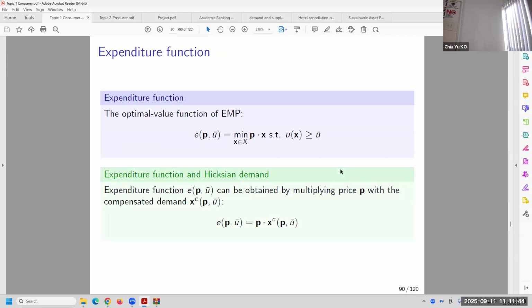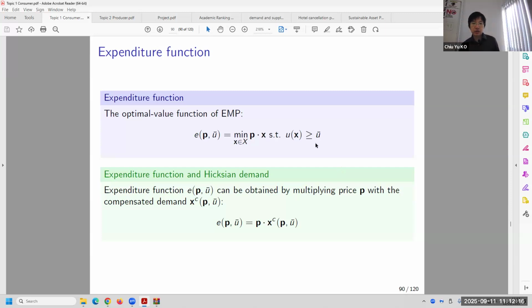And here comes our last function. At the end of the day, we learn four functions from this chapter. First is the Marshallian demand and the indirect utility function. We just learned the Hicksian demand. The very last one is called the expenditure function, which says you give the price and the utility, and it tells how much I spend.